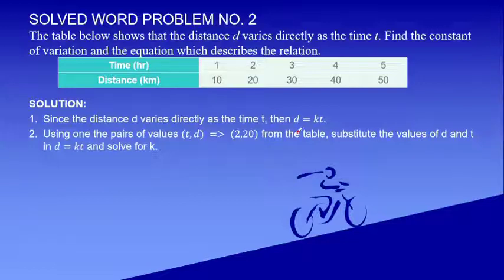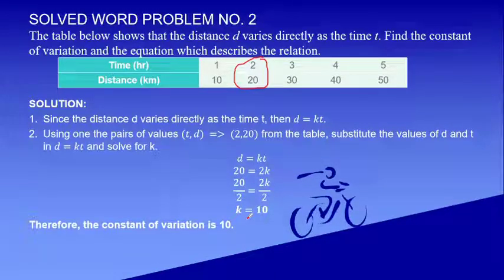Using one of the pairs of values of d and t, pili lang tayo alin man dito. So I rather choose here. From the table, substitute the values of d and t in d equals kt and solve for k. 20, then ano ang ating t, t is 2, then anong d natin, 20, divided, and your k equals 10. Therefore, the constant of variation is 10.